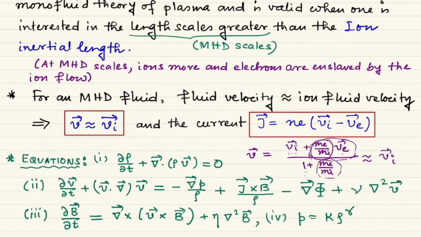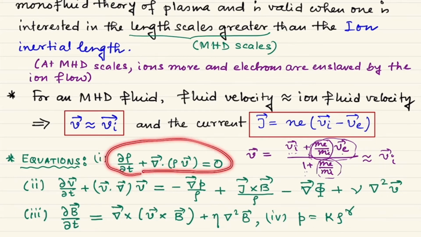Now for the current, this is no longer true. This type of neglecting the electronic contribution does not work here. And we have to take the contribution of both these velocities.